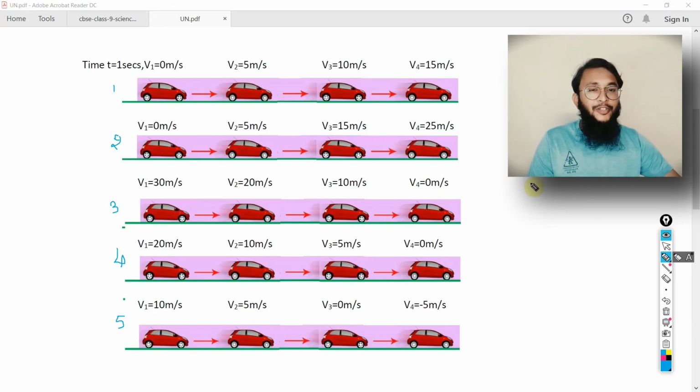So I have a question for you. You have to calculate the acceleration of the fourth and fifth car, and also let me know whether the acceleration is uniform or non-uniform, and also give me a clear picture whether the acceleration is negative or positive, right?